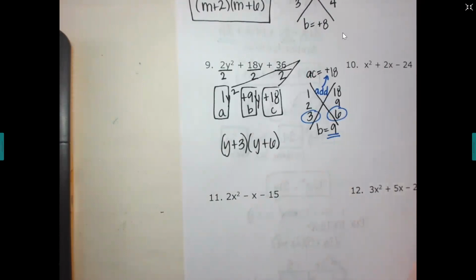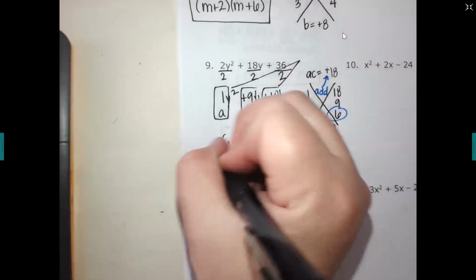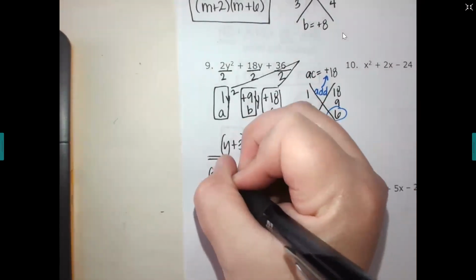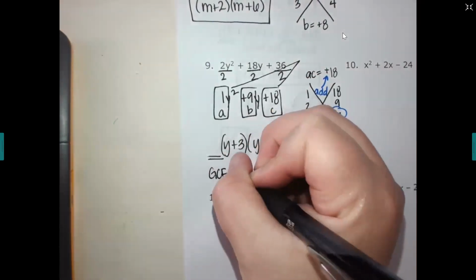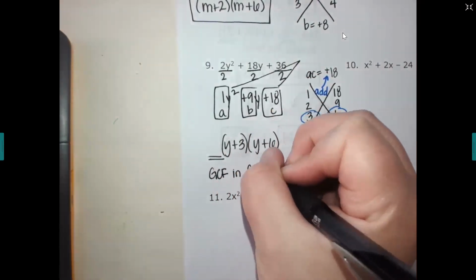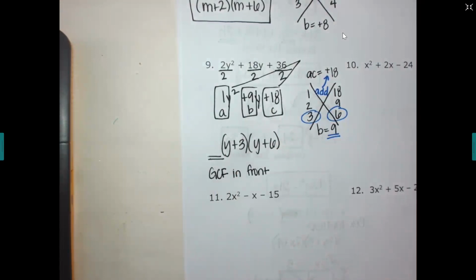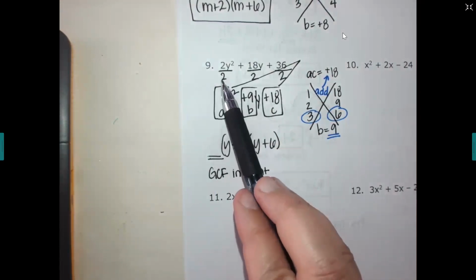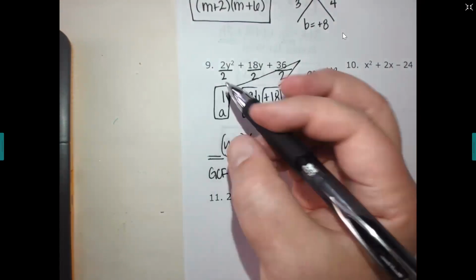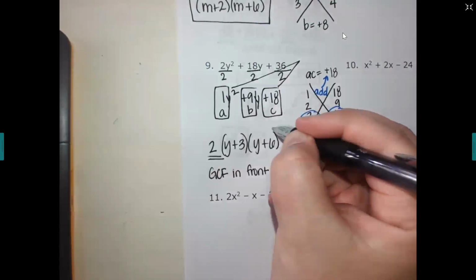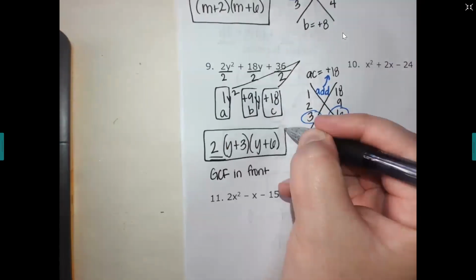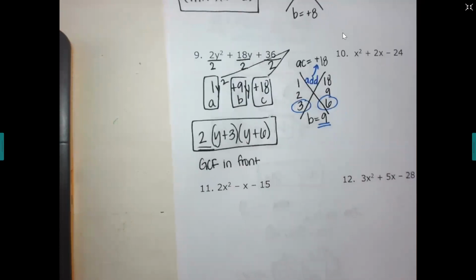Now, there's one other thing you want to remember. In the very front, if you divided everything by the same number, you really should keep that as part of your answer. So remember here, when we divided everything by 2, I'm just going to keep that 2 there in the front. Okay.